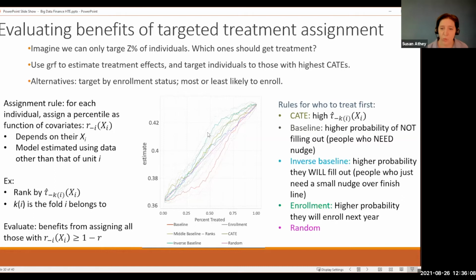Whereas our Kate is this green line. So the green line is above the pink line, so it looks better than random. If I wanted to target 60% of the people, that green line is above the pink line. And it says targeting 60% of the people with Kate is better than randomly targeting them. It's certainly better than targeting the people we predicted were not going to fill out the financial aid forms, which is this bottom line. But it's not as good as targeting the people who were going to fill out the financial aid forms in advance.